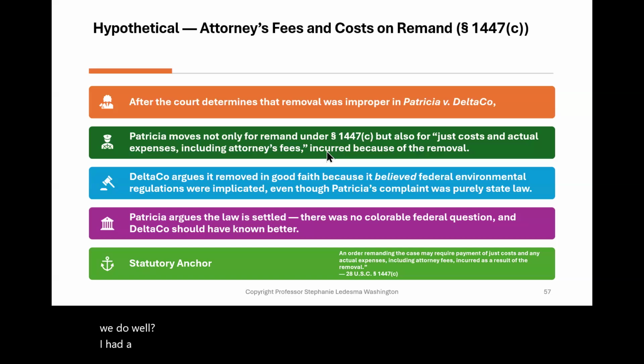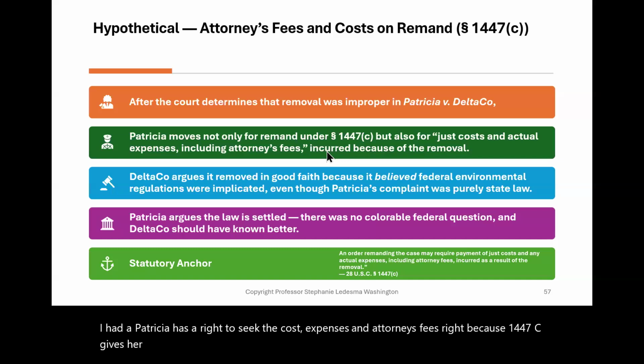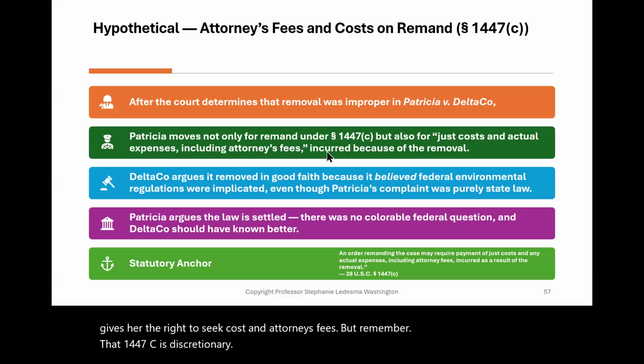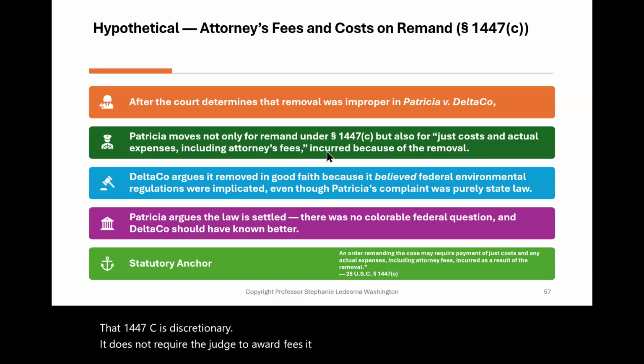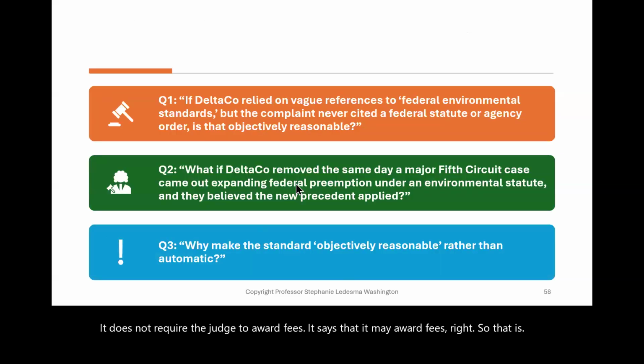So what do we do? Well, Patricia has a right to seek the costs, expenses, and attorney's fees, right? Because 1447(c) gives her the right to seek costs and attorney's fees. But remember that 1447(c) is discretionary. It does not require the judge to award fees. It says that it may award fees, right? So that is at the discretion of the federal court.